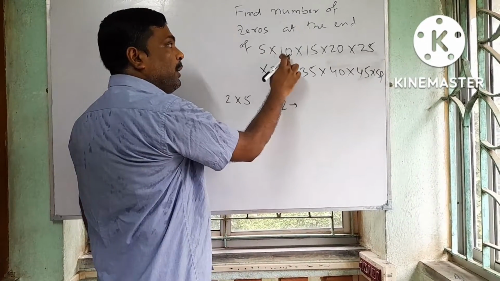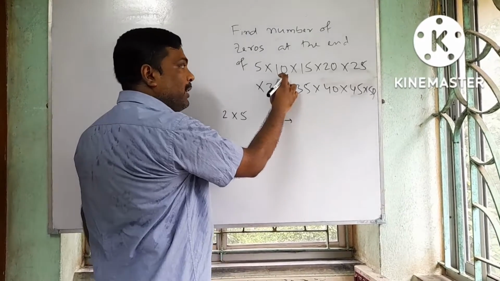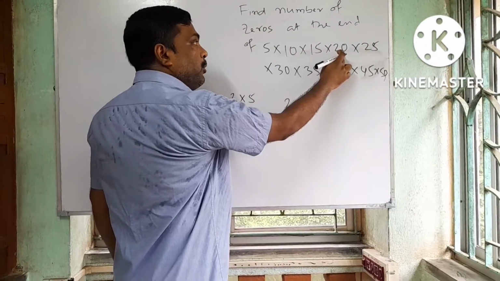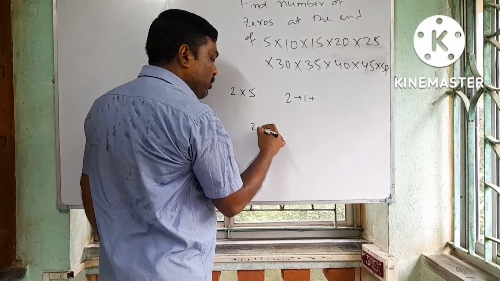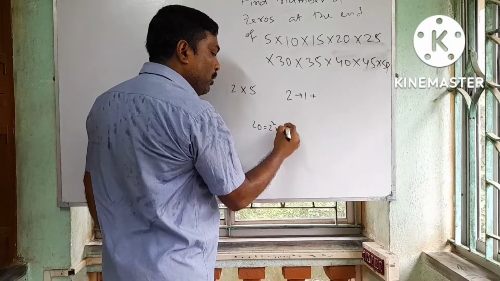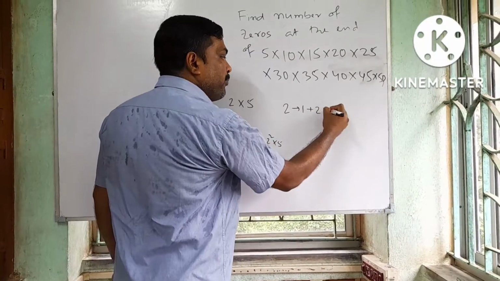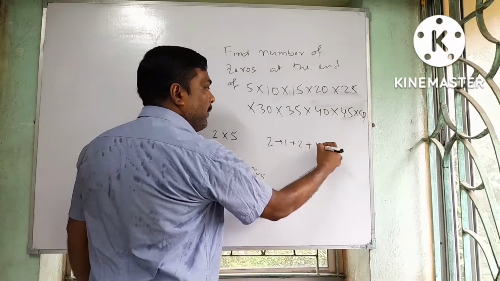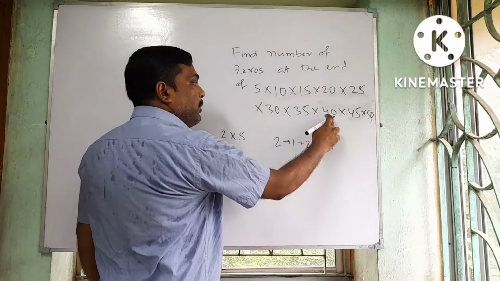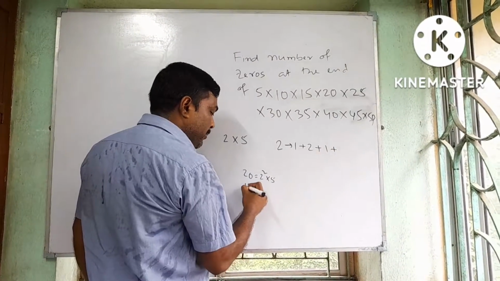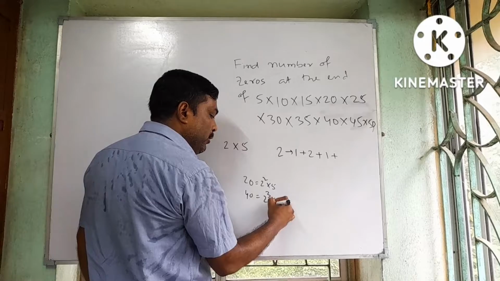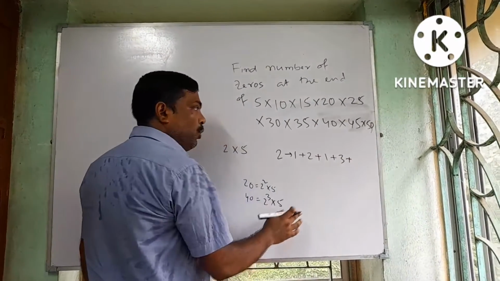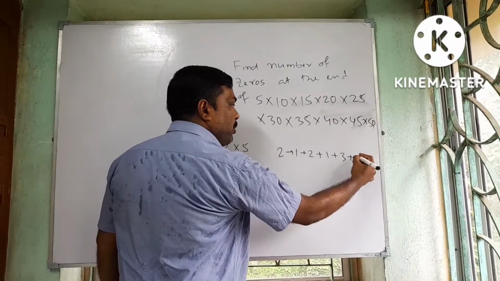In 5, no 2, and 10. 10 can be written as 2 into 5. So we have 1, 2. Next 15. 15 is 3 into 5, no 2. 20 is actually 2 square into 5, so the number of 2's here is 2. Next 25, no 2. 30, that is 2 into 15, 1. 35, no. 40 equals 2 cube into 5, so 3. 45, no 2, and 50, 2 into 25, so 1.